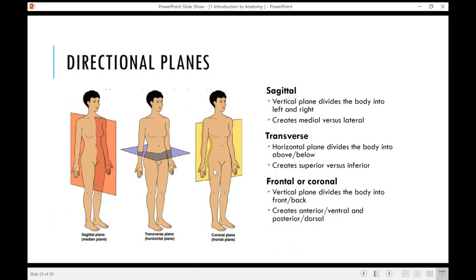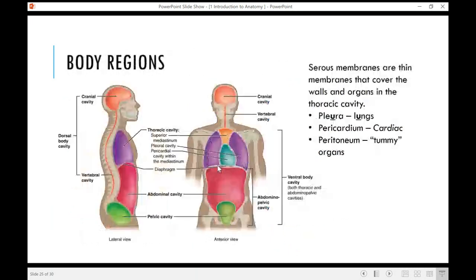And then we can have what's called a frontal plane. We also sometimes call it coronal. That's going to be dividing into a front and a back, or an anterior, posterior, or ventral to dorsal. These are some body regions.